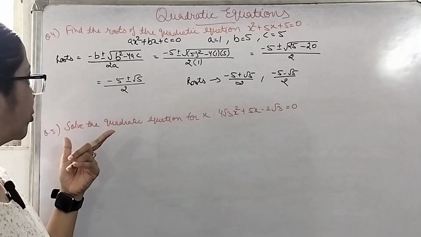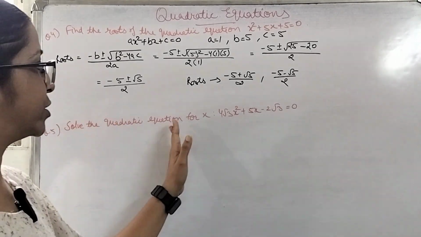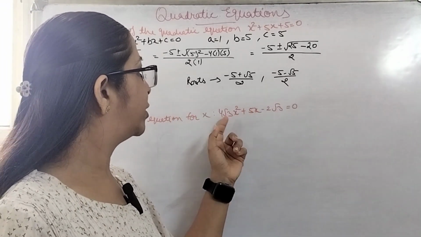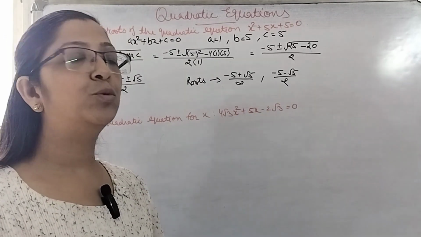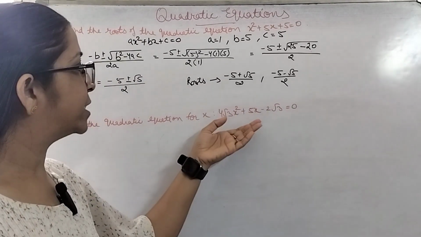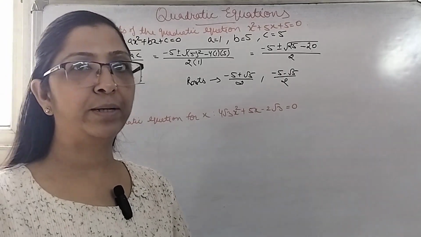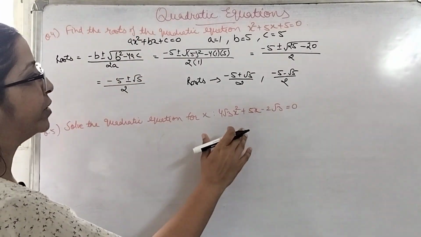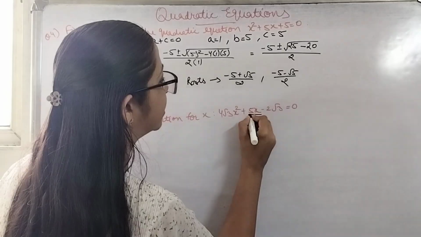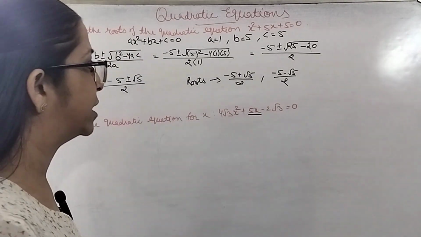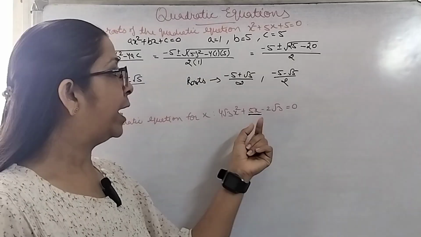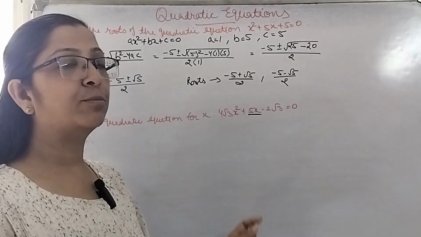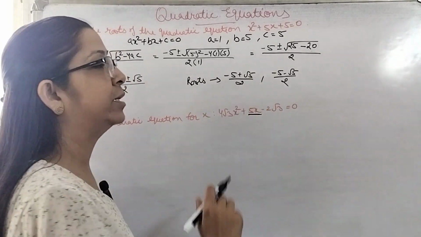Now let's see another question. Solve the quadratic equation for x. The equation is given to us as 4 root 3 x square plus 5x minus 2 root 3 equivalent to 0. Now let's see how we can solve this by middle term splitting. In middle term splitting, we need to split the middle term into two parts such that the sum of these two parts is equivalent to the middle term and the multiplication of these two terms is equivalent to the multiplication of the first and third term.